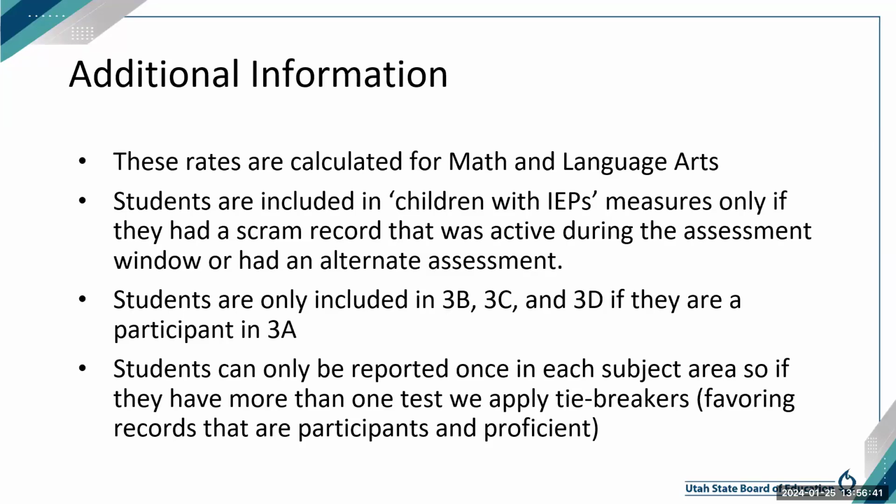And the way our tiebreakers work, we try to favor records that are participants over non-participants. And then if both records are still participants, we look at the tests and favor the one that has proficiency over non-proficiency, if there is a difference between the tests.